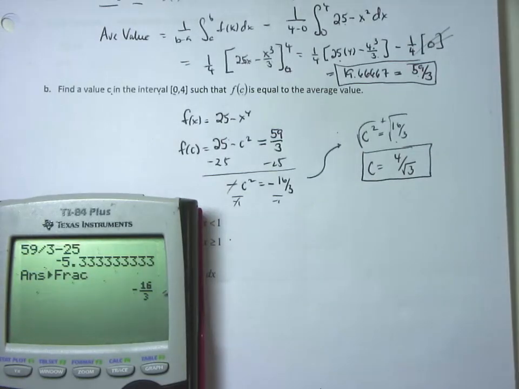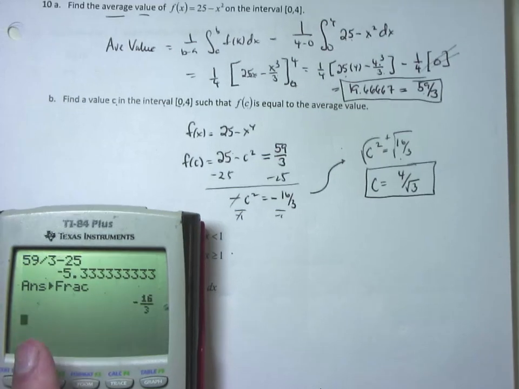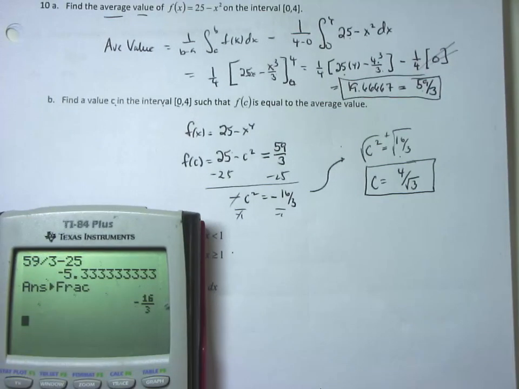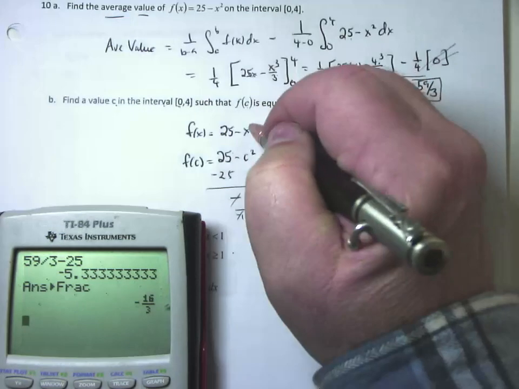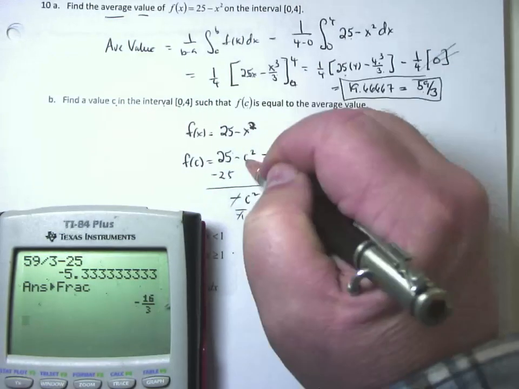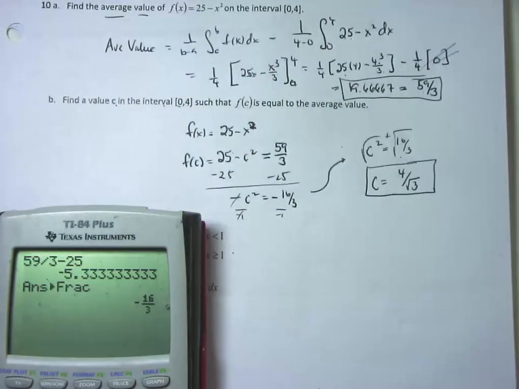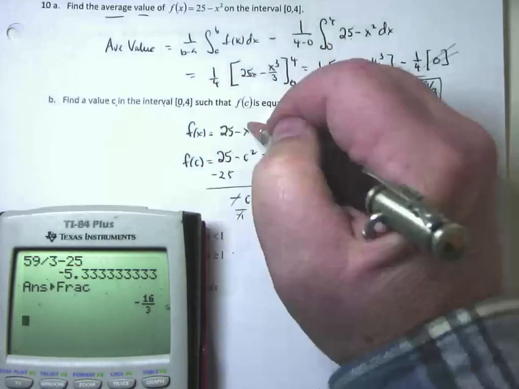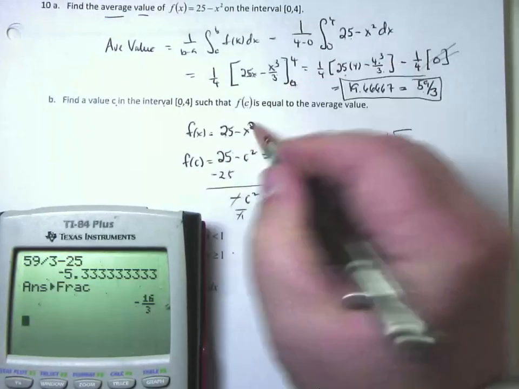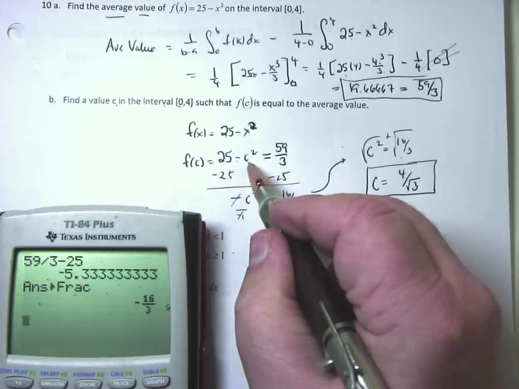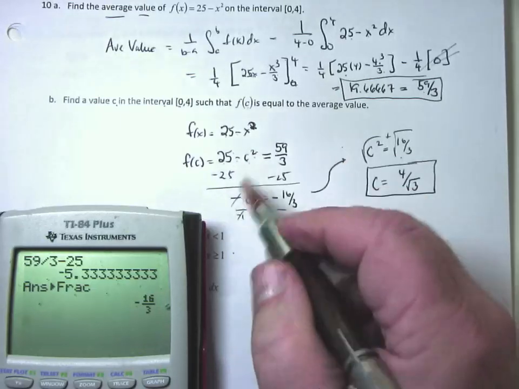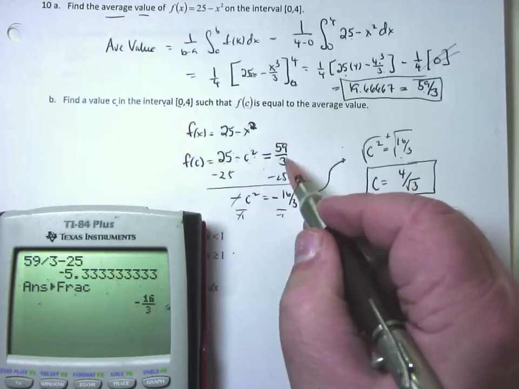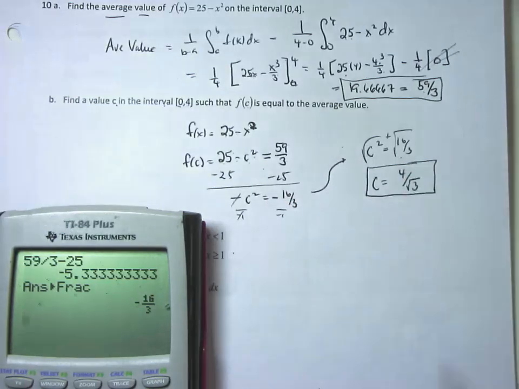Question? Yeah. What did I get x to the 4th from? I don't have a clue of where I got x to the 4th. That's supposed to be squared. And then I plugged it in. There's my c squared. I saw a 4 up here someplace, and I must have copied it down. Thank you. 25 minus x squared, and when I plug in c, it's 25 minus c squared, so I'm back on the right track again, equals my average value of 59 thirds, and then I'm using the algebra to solve for c. 4 over square root of 3. Thank you. Does that make sense, though? Questions?